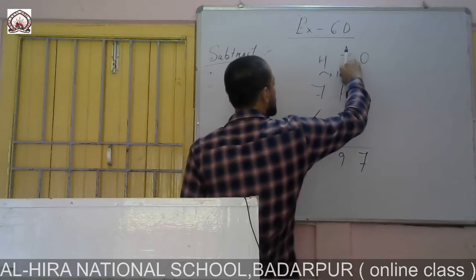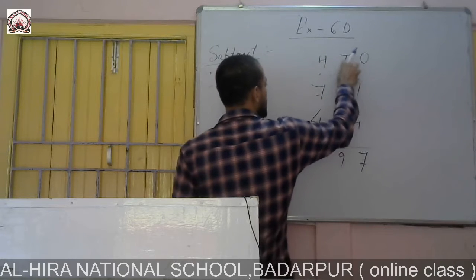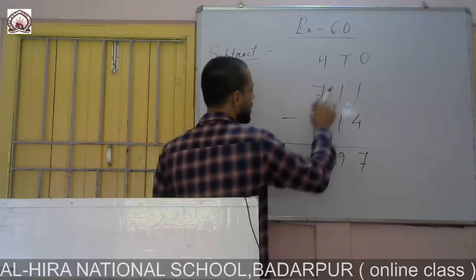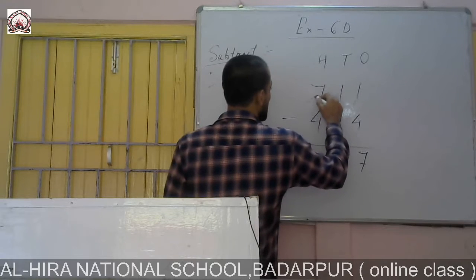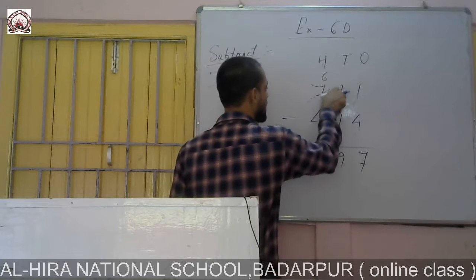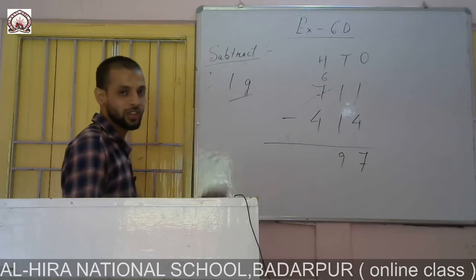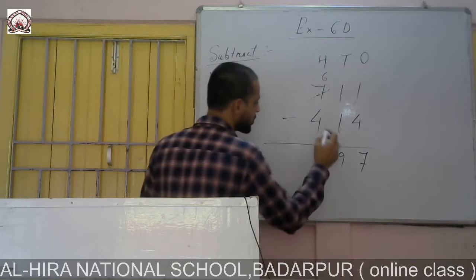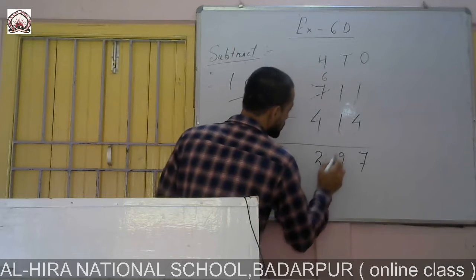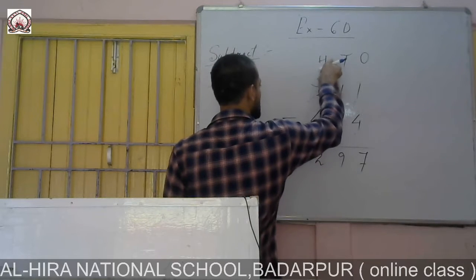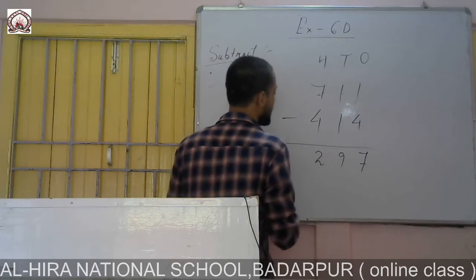Now moving towards the hundreds place. Instead of 7 we have to write 6. Why? Because earlier we took 1 from the hundreds place. So 6 minus 4 equals 2. The answer is 297.